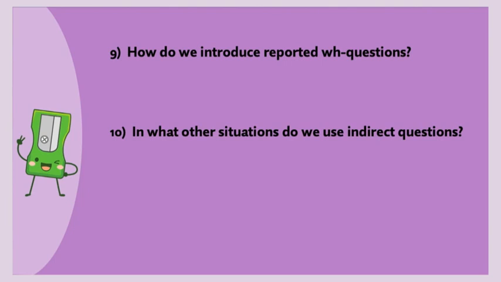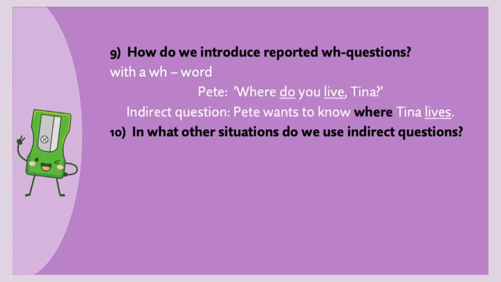How do we introduce reported WH questions? With the WH word. Where do you live, Tina? Pete wants to know where Tina lives. U ovom slučaju imamo upitnu reč where. U direktnom govoru imamo pomoćni glagol, a u indirektnom govoru, odnosno pitanju, nemamo pomoćni glagol.